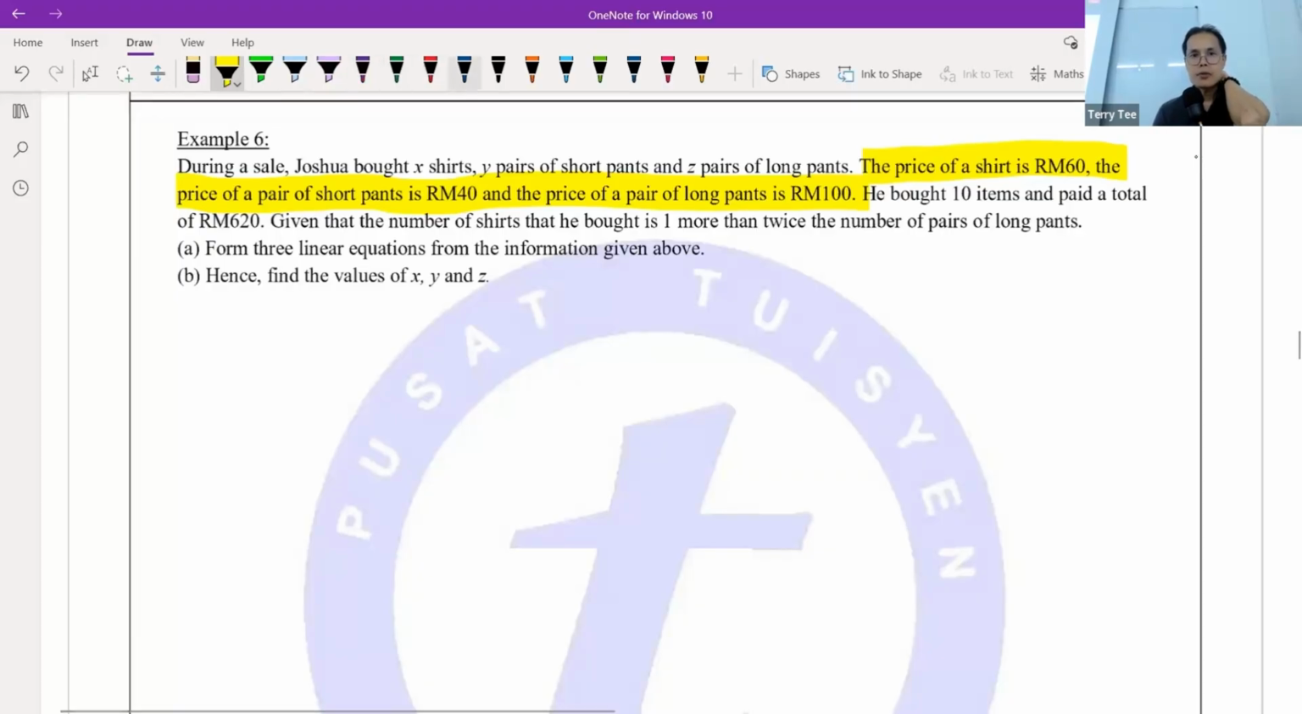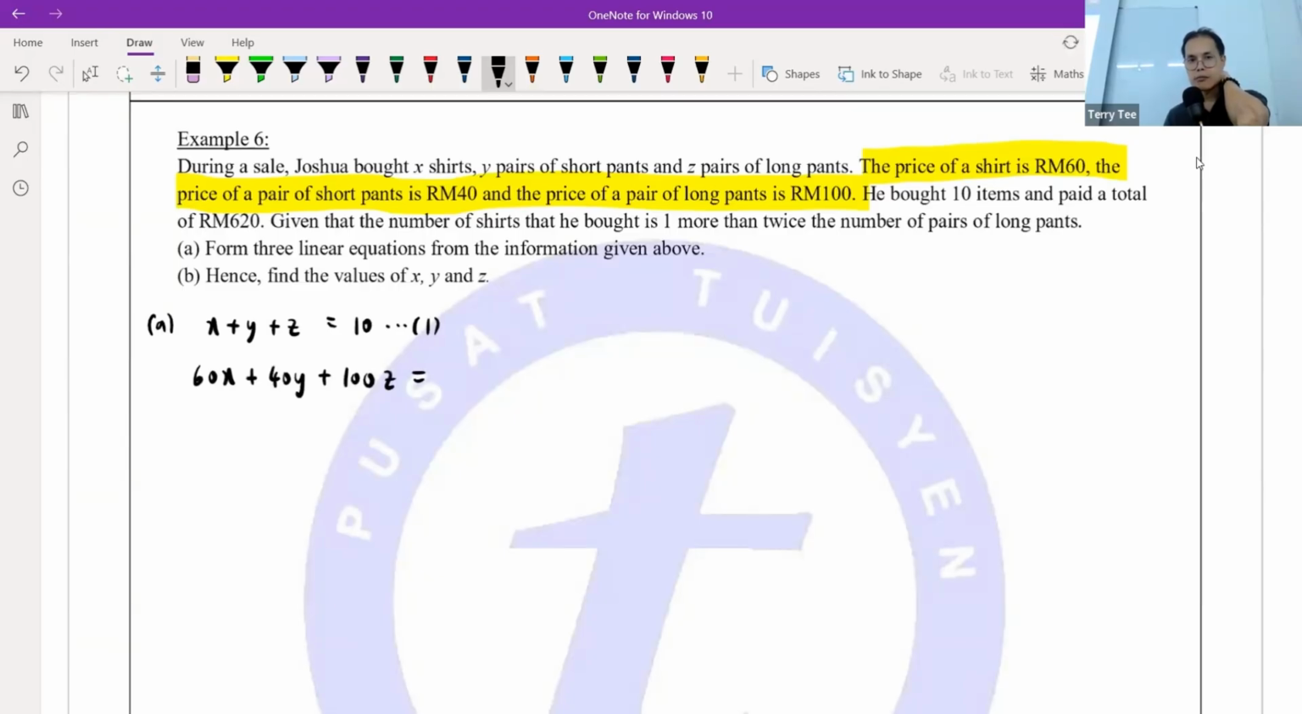So okay, I think the first equation is the total number of items that he bought. He bought x plus y plus z equals 10. First equation. My second equation is the price. He paid a total of 620. So a shirt is 60 ringgit, shorts is 40 ringgit, and long pants is 100 ringgit. The result must equal 620. I noticed that this equation here, you can divide everything by 20. So 3x plus 2y plus 5z is now 31, right?